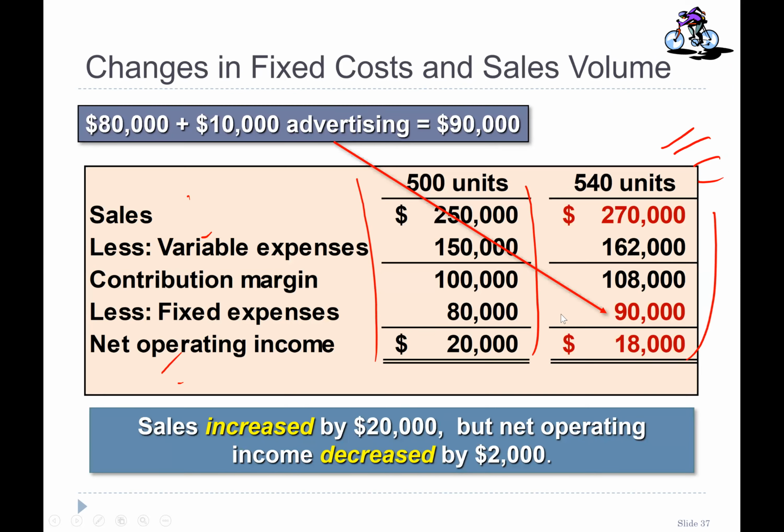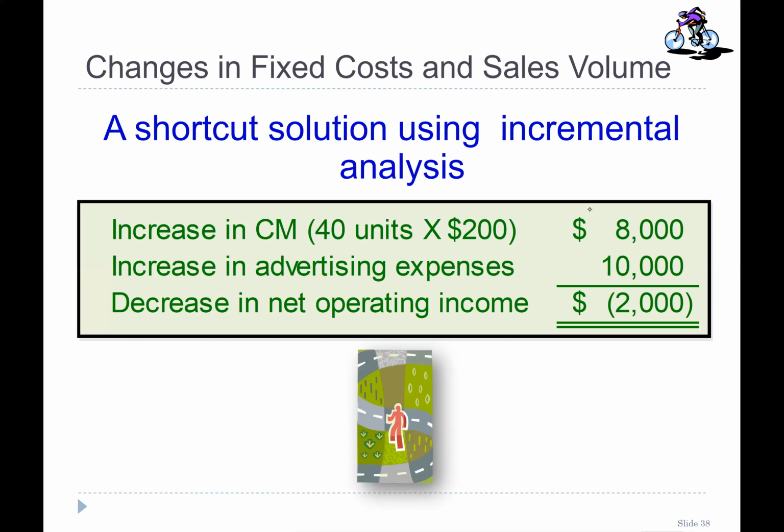Why? Because though we have increased sales by 20,000, right? But even then, we are decreasing our income by 2,000. So there is nothing good for this strategy, right? 2,000 loss here.